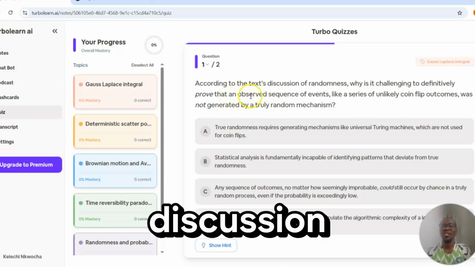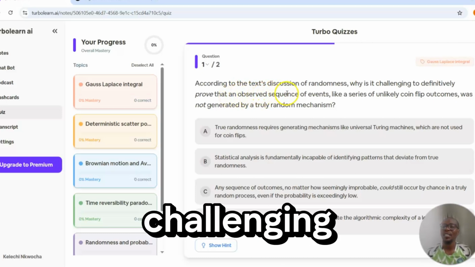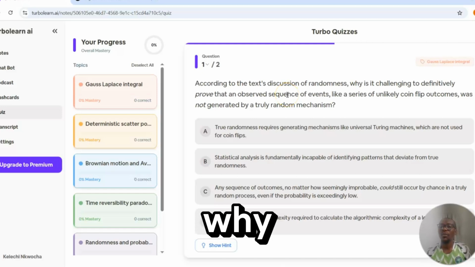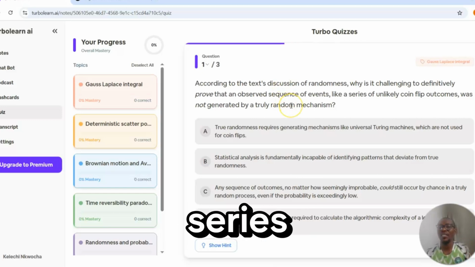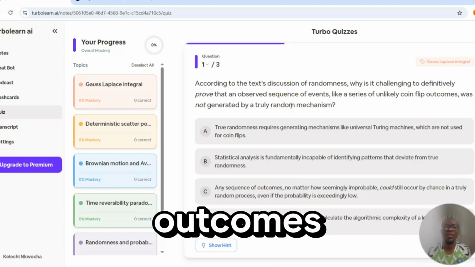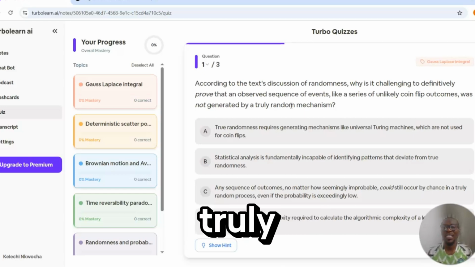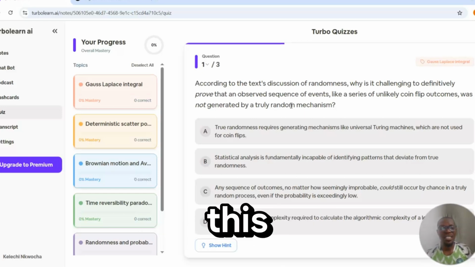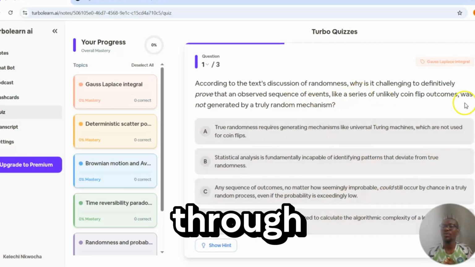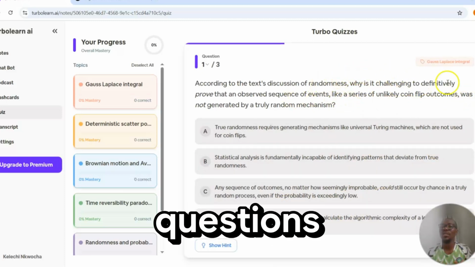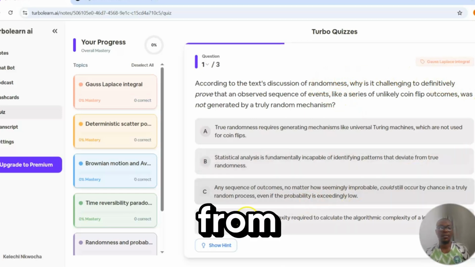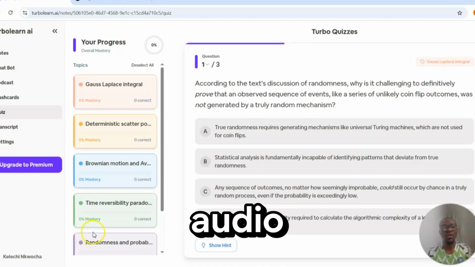So according to the text discussion of randomness, why is it challenging to definitely prove that an observed sequence of events, like a series of unlikely coin flip outcomes, was not generated by a truly random mechanism? Forget this, like I said. So this quiz, you're going to go through so many questions from the audio we downloaded.